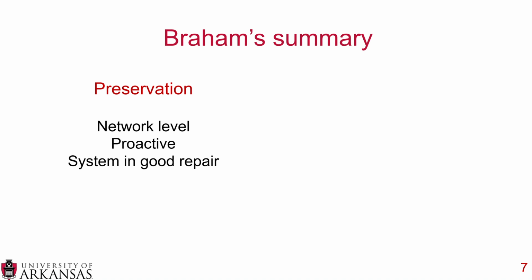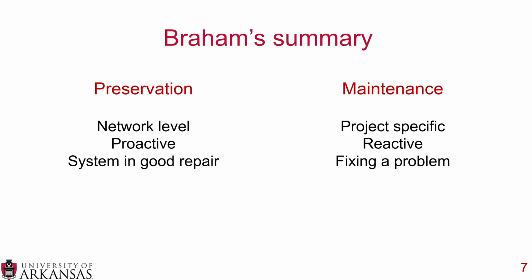So in summary, preservation is more of a network level activity. It's not one specific road, it's more of a network. It is a proactive approach, and you want to keep your system or your network in good repair. For maintenance, I believe this is project specific, and I believe it's a little more reactive. You see something happening with the road, and you perform maintenance on it. You're fixing some sort of problem. Now, it may not be a structural problem, but it's still a problem. So this is just my way of kind of sorting through preservation and maintenance.